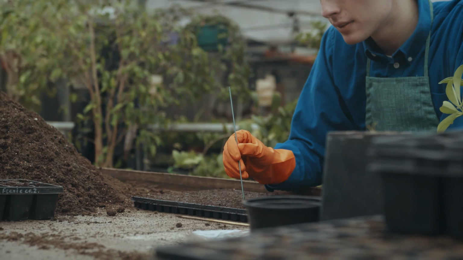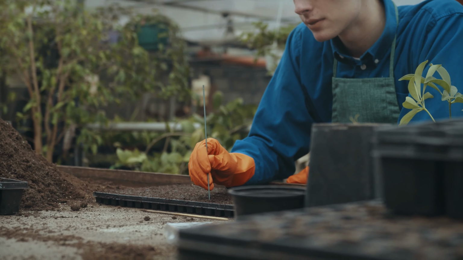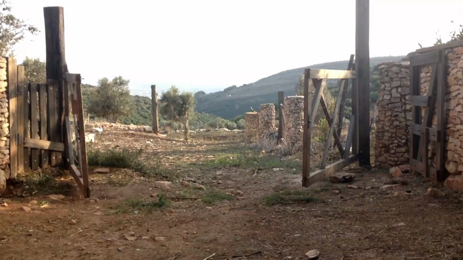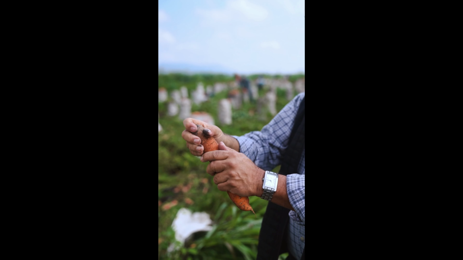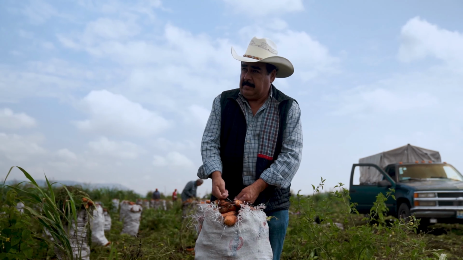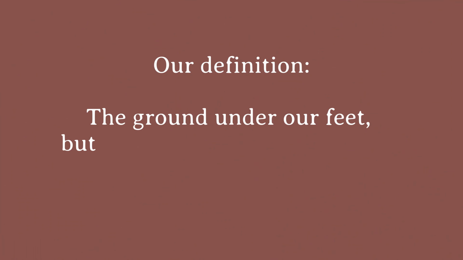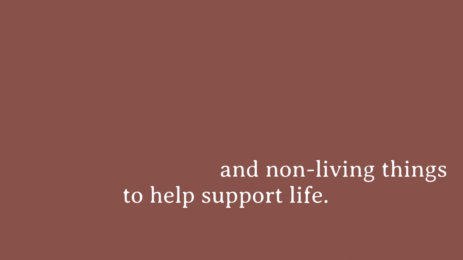So let's start with the basics. What is soil? There are so many different ways to define soil, and even more ways that people individually define soil. Some will call it the ground beneath their feet, while others will call it the dirt their carrots grow in. And while both of these are true, soil serves a wide range of functions. For the purpose of this channel, we will define soil as the ground under our feet, but the top surface of the earth that contains living and non-living things to help support life.